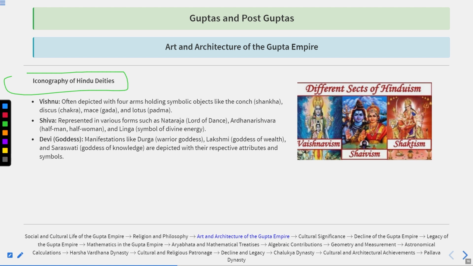Thereafter, iconography of Hindu deities. First is Vishnu, often depicted with four arms holding symbolic objects like the conch, shankh, discus, chakra, mace, gada, and lotus, the padma. Thereafter, Shiva. He was represented in various forms such as Nataraja, Lord of Dance. Thereafter, Ardhanarishvara, half man and half woman. Thereafter, Linga, the symbol of divine energy. Thereafter, Devi or goddess manifestations like Durga, a warrior goddess, Lakshmi, goddess of wealth, and Saraswati, goddess of knowledge. These are all depicted with their respective attributes and symbols.